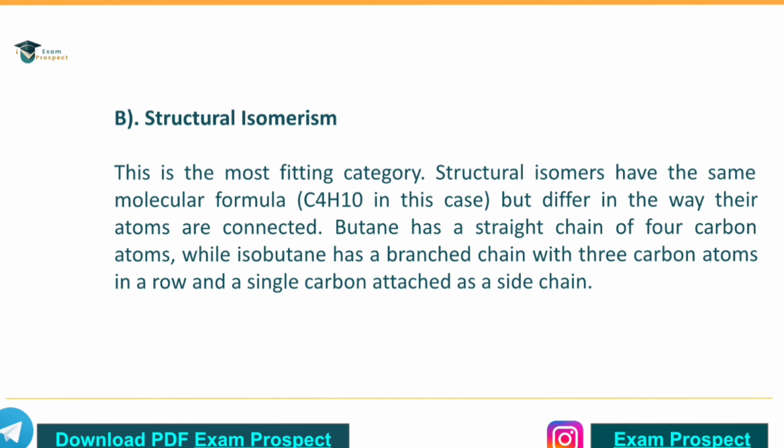Structural isomers have the same molecular formula, but differ in the way their atoms are connected. Butane has a straight chain of 4 carbon atoms, while isobutane has a branched chain with 3 carbon atoms in a row and a single carbon attached as a side chain.